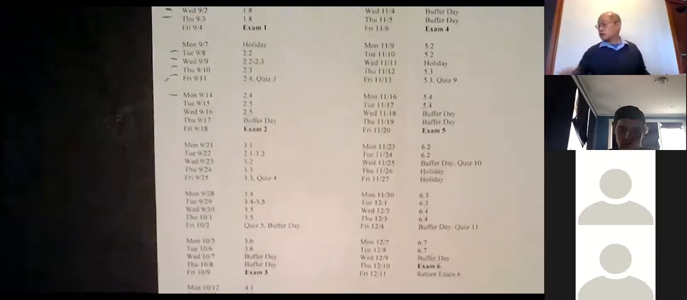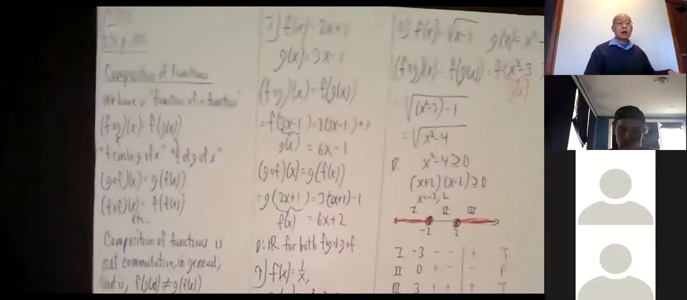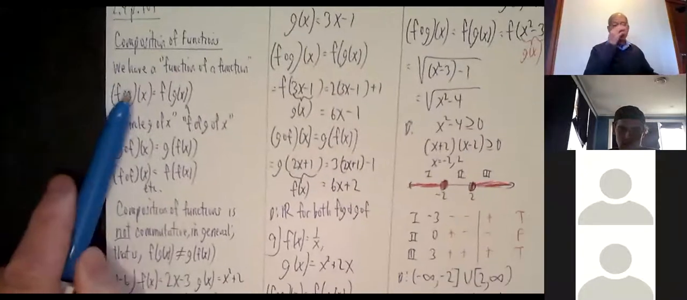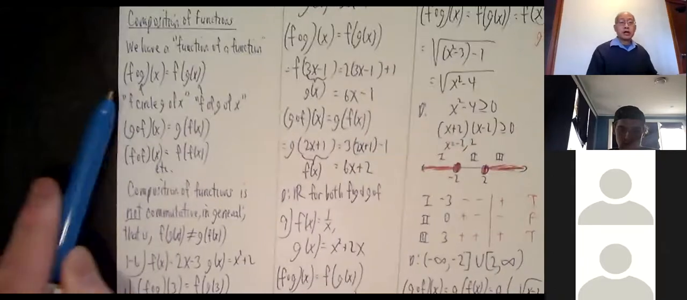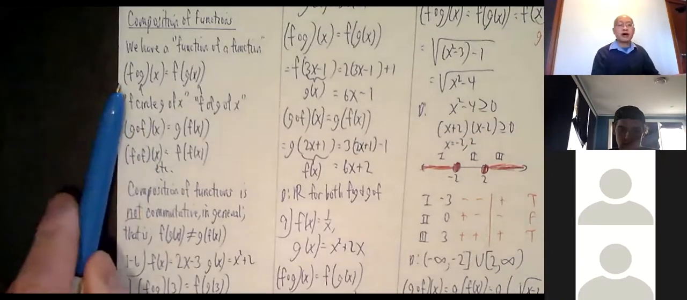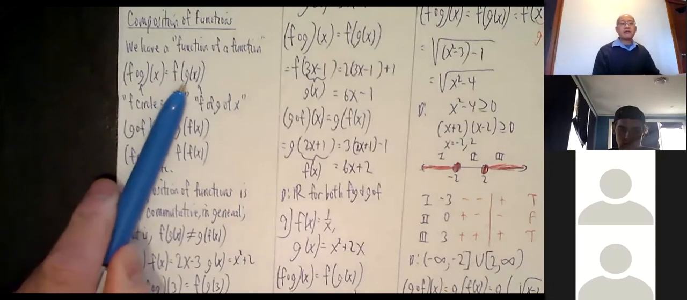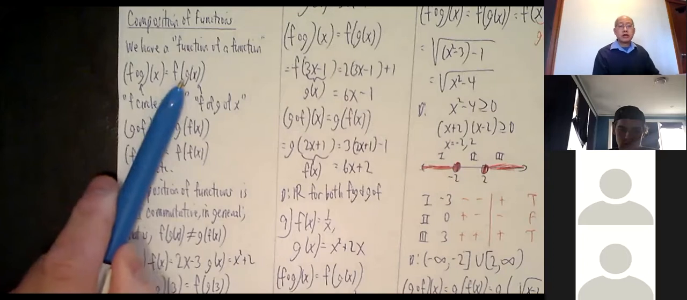Okay, so here we go with 2.4 now. The topic is composition of functions. You have a function of another function. Right, so composition of functions, you have a function of a function. So you're going to see something that looks like this. F circle G, almost looks like fog. We say F circle G of X. It means F of G of X. So you have a function of another function.